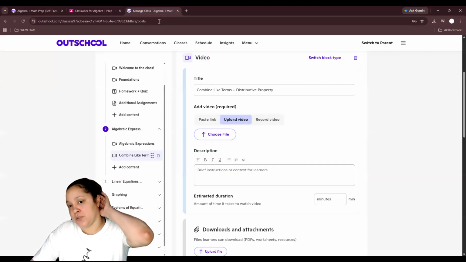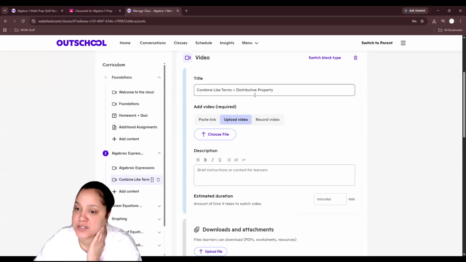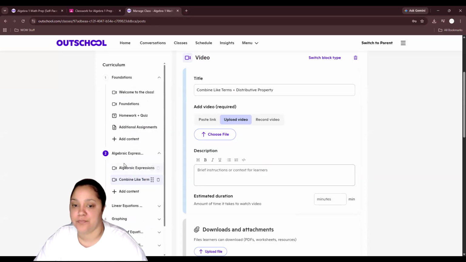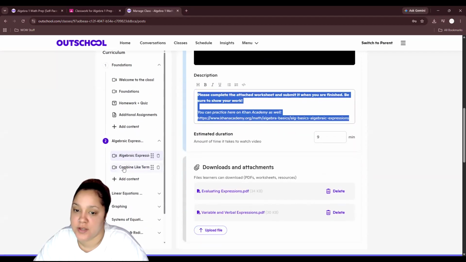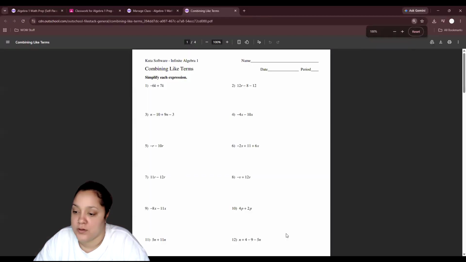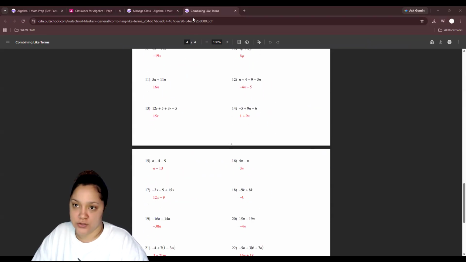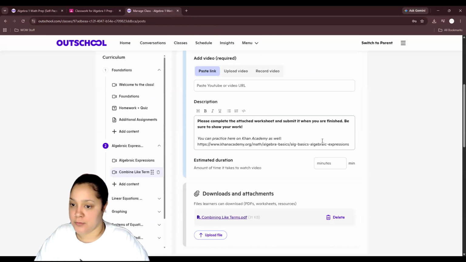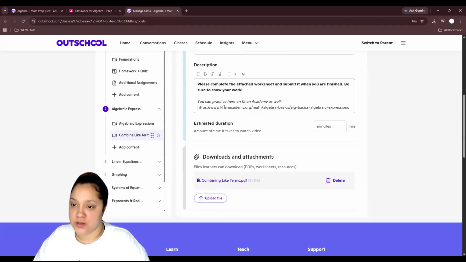All right, so welcome to the next portion of this course, which is combining like terms and distributive property. And you will be able to practice this in the same place that you did last time. And then I'm going to upload a worksheet. All right, so this is the worksheet you will complete with combining like terms, and you can see some of the problems here have distributive property answers on the bottom. All right, so let's go.